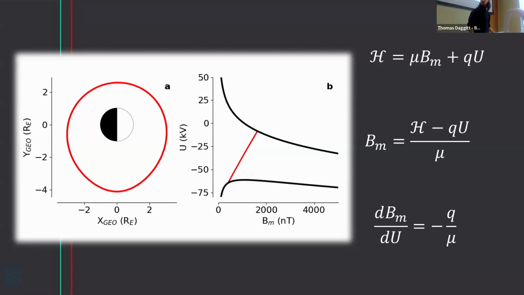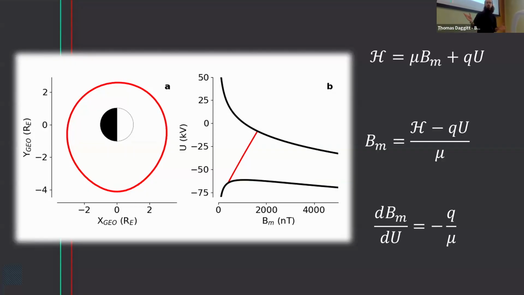The ones that touch both curves at either end are trapped particles. They're going in a closed loop around the Earth. The ones that go out either end of this funnel are particles on open drift paths. So they're coming into the magnetosphere in some place and going out somewhere else.